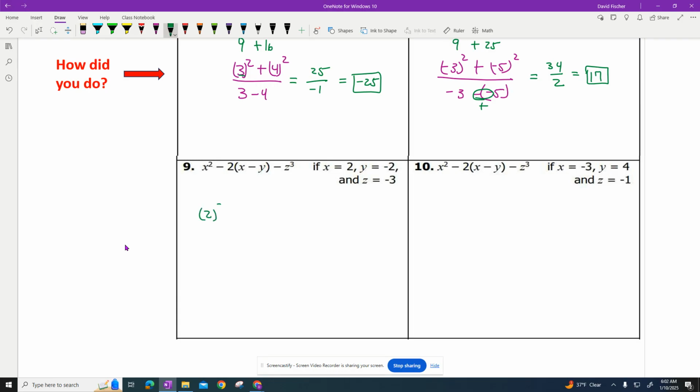I'm going to put 2 in parentheses squared, minus 2. They said my x is a 2. Now this is kind of crazy because I have a minus. I'm going to put minus 2 in parentheses. That's that guy. So I'm going to close my parentheses. That's that guy right there. Minus, here's my z.